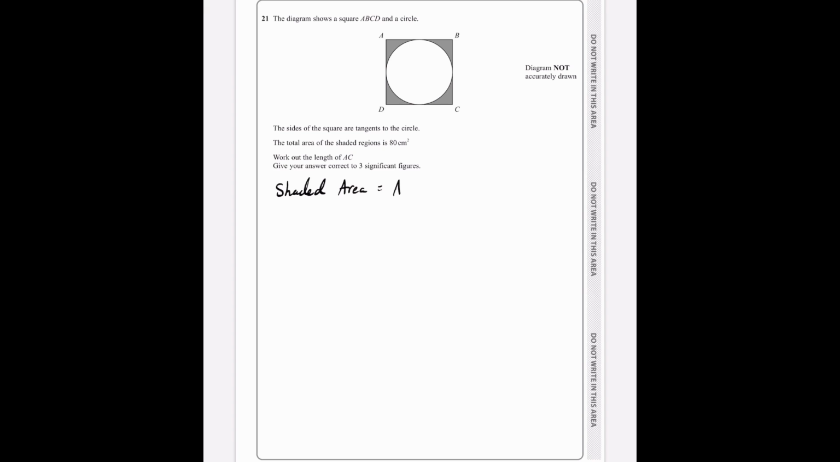Alright, the shaded area of the circle inside the square is going to be the area of the square, subtract the area of the circle. I am going to call the radius of the circle little r, which means that the side length of the square is going to be 2r. So we've got an r going across there and an r going down. So all the side lengths of the square are 2r. So to find the area of a square, we will square the 2r, so 2 lots of r all squared. Subtract the area of the circle, pi r squared, is equal to 80. It gives us that in the question.